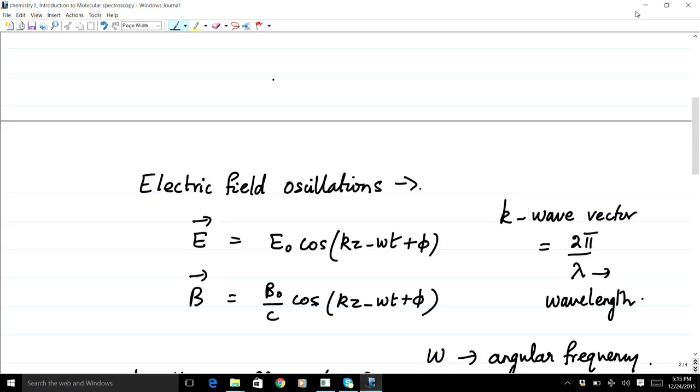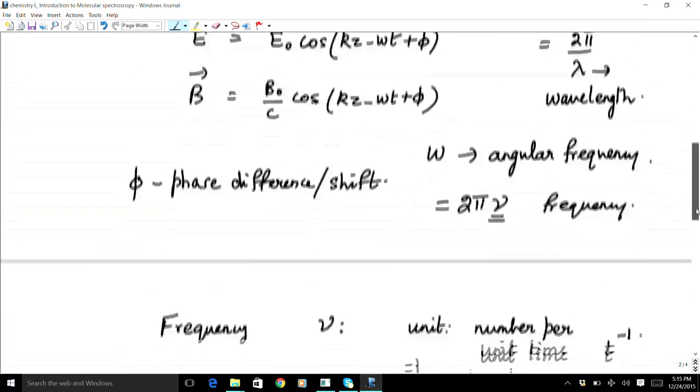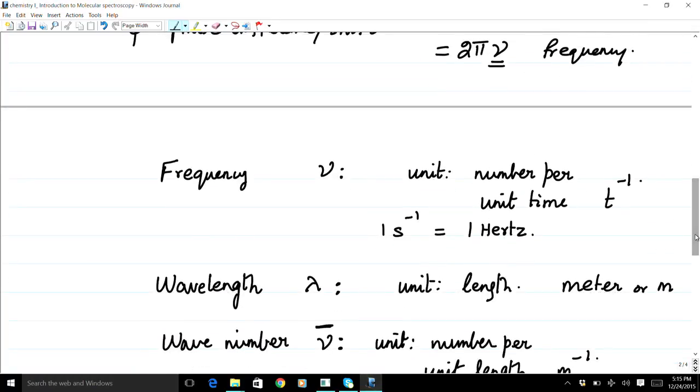The other definition that you have to keep in mind is the wavelength.